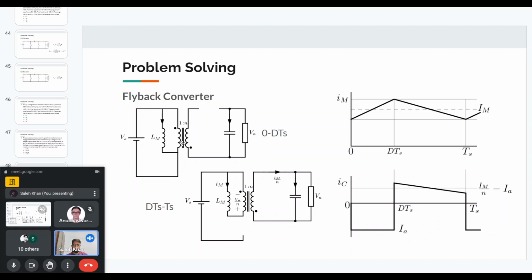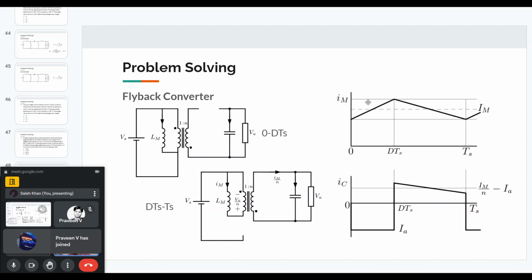During this interval, because we are asked to find the average of the magnetizing current, whenever we are asked to find the average of inductor or magnetizing current, we can find that out from the charge balance. The average output voltage we can find out from the volt-second balance of the inductor, and the average inductor or magnetizing current we can find out from the charge balance of the capacitor. So for the charge balance, we need to know the current through the capacitor.